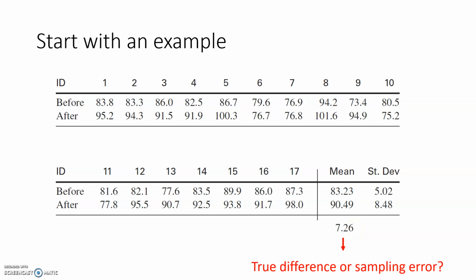So my question here is, this increase of 7.26, is it a true difference or is it a sampling error? Is it something due to chance? Okay, so here is the question. We have these 17 students, and we do this pre-test and we do this post-test. And comparing the means for the pre-test and the post-test, we see 7.26 units of difference or increase. So we want to run some tests and answer the question whether this 7.26 is a true difference, a significant difference, or it's just a sampling error, purely due to chance. That's our research question we want to address.